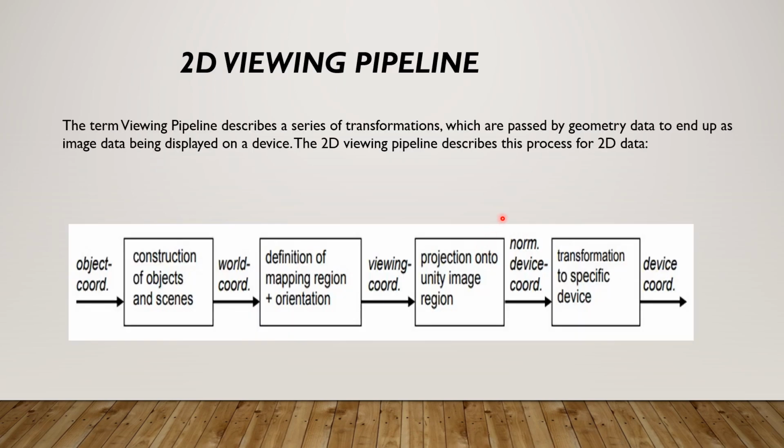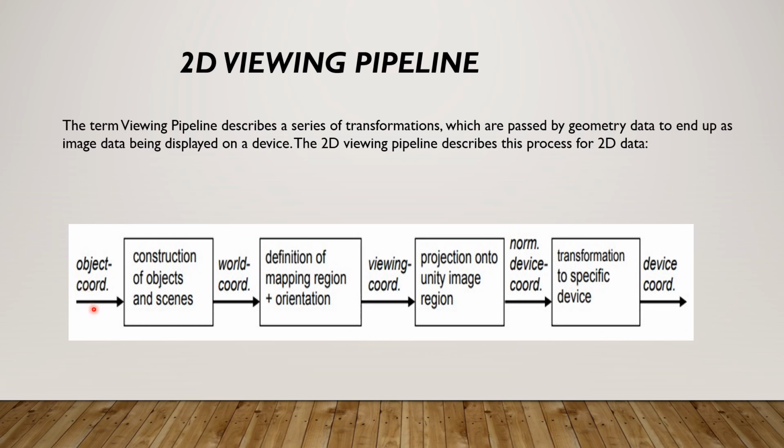2D pipeline. The term viewing pipeline describes a series of transformations which are passed by geometric data to end up as image data being displayed on the device. The 2D pipeline describes this process for 2D data. Here is a block diagram for the 2D pipeline.